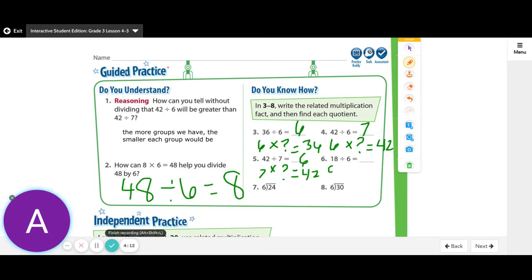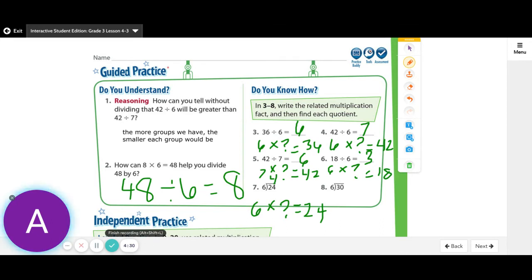18 divided by 6, so I think 6 times what equals 18? I know 6 times 3 is 18, so 18 divided by 6 would be 3. 24 divided by 6, so I think 6 times what would give me 24? That would be 4.